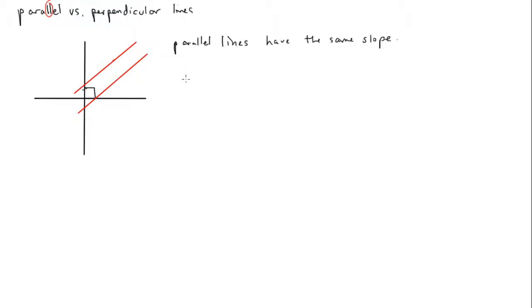and so an example algebraically would be something like this. If the first line has equation y equals mx plus, say, b1, then the second line needs to have equation y equals mx plus b2. But the m's, slopes, are the same. Okay, so same slope.